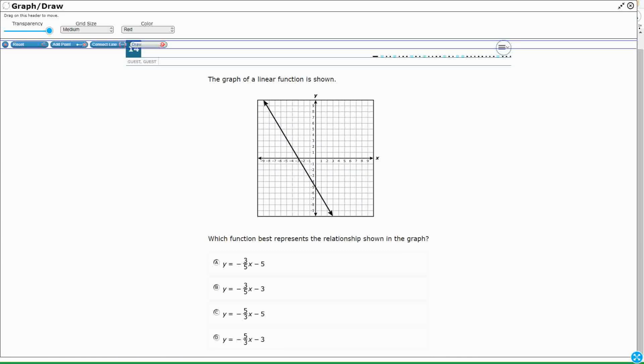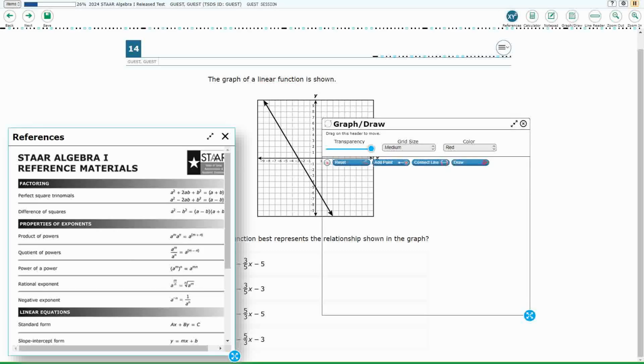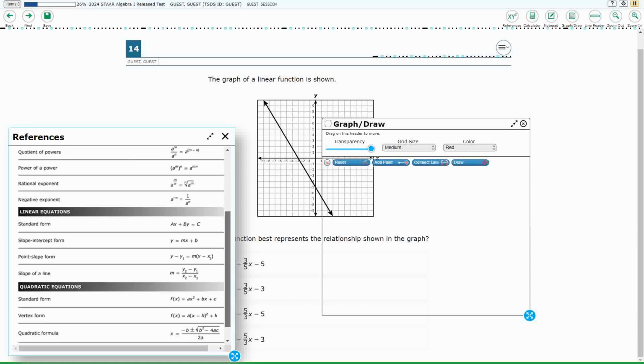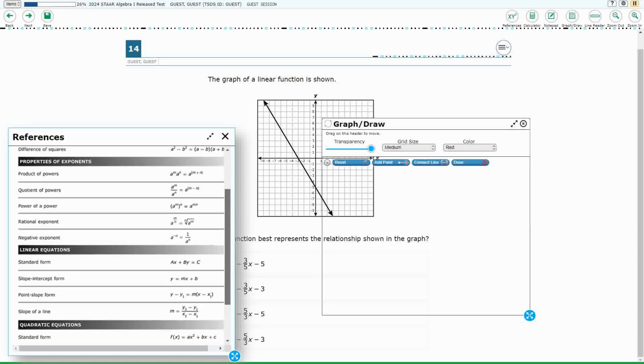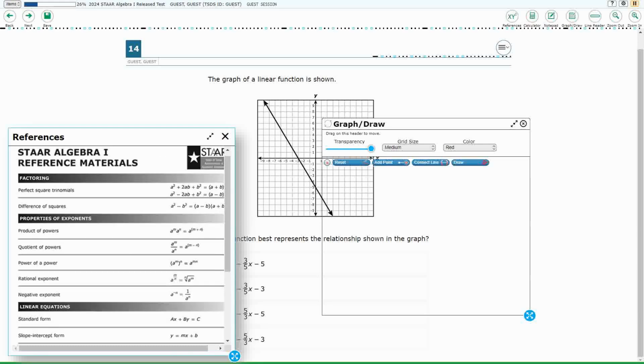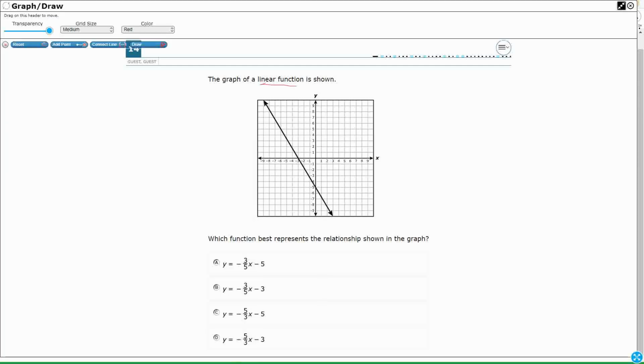All right, so we have a basic graph. It's a straight line, a linear function, and we need to find which function best represents this. Hopefully we notice that what we have here is not standard form, but the slope-intercept form, y equals mx plus b. So we can use that to identify this, and then we can check it in Desmos if we need to. So m and b, those are the two letters we're working with.